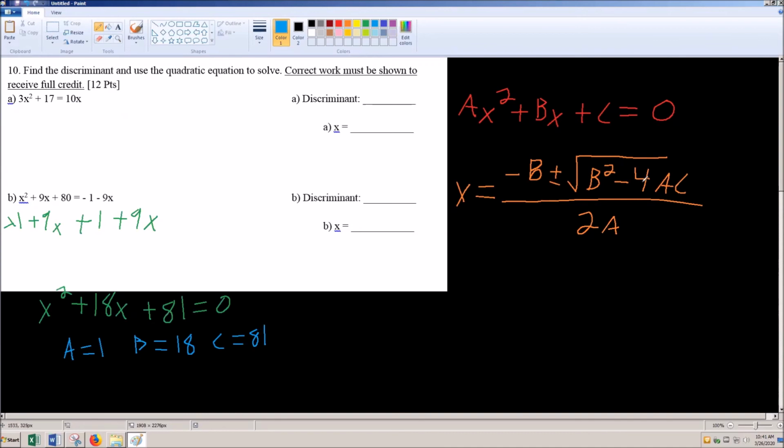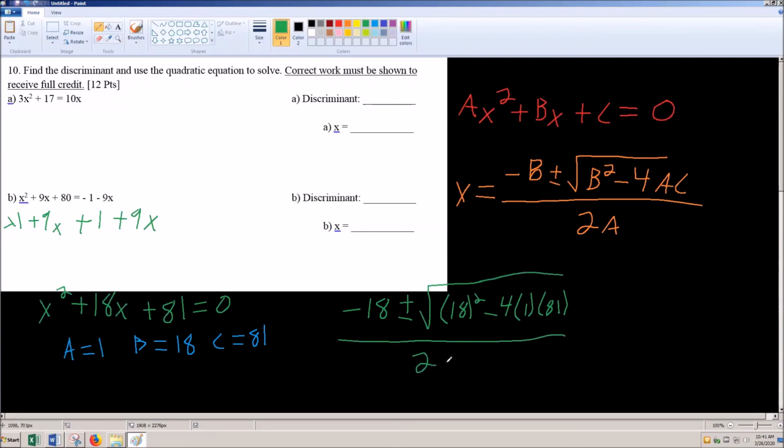So now I can take these and plug them into my equation here. So let's get it set up as negative 18 plus or minus square root of 18 squared minus 4 times 1 times 81, all divided by 2 times 1. Do some simplifying mathematics here. So 18 squared is 324, and then I believe 4 times 81 is also 324.